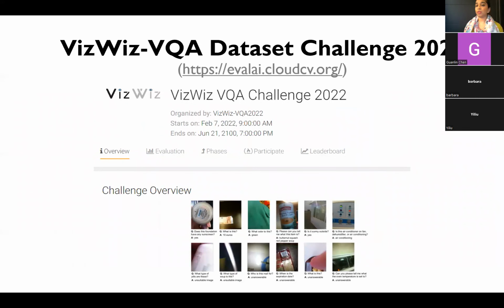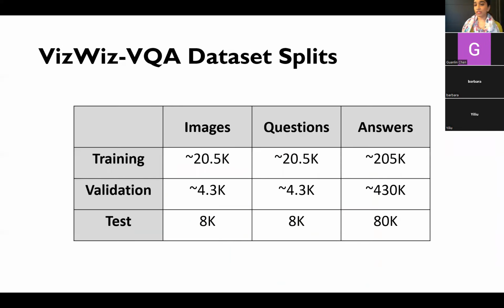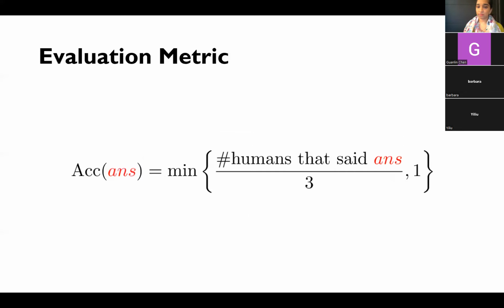This year, like previous years, we have been hosting our VizWiz VQA challenge on the EvalAI platform. And here's how the dataset was split. The training set contained over 20,500 visual questions. The validation set, about 4,300 visual questions, and finally, the test set consisted of about 8,000 visual questions. The evaluation metric is the same as the accuracy measure used in the other VQA challenges. To compute a score, a predicted answer to each question is matched with the number of humans that responded with the same answer. If at least 3 humans responded with the same answer, it achieves a full score. Otherwise, a partial score is given based on the number of matched ground truth answers.